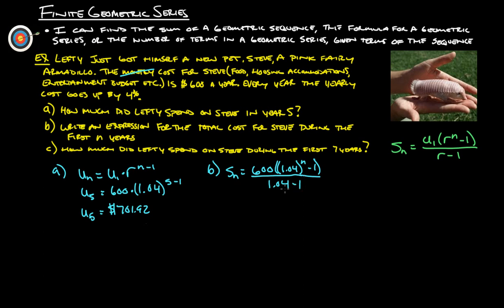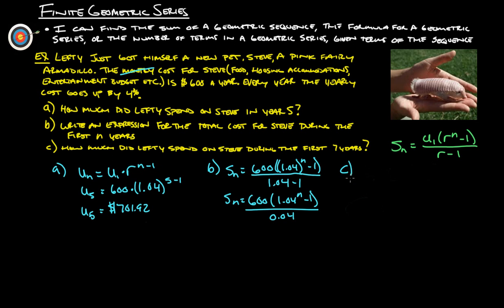We could simplify that to be just dividing by 0.04, so maybe let's do that. S of n equals 600 times 1.04 to the n. We don't need the extra set of parentheses, minus 1, all over 0.04.